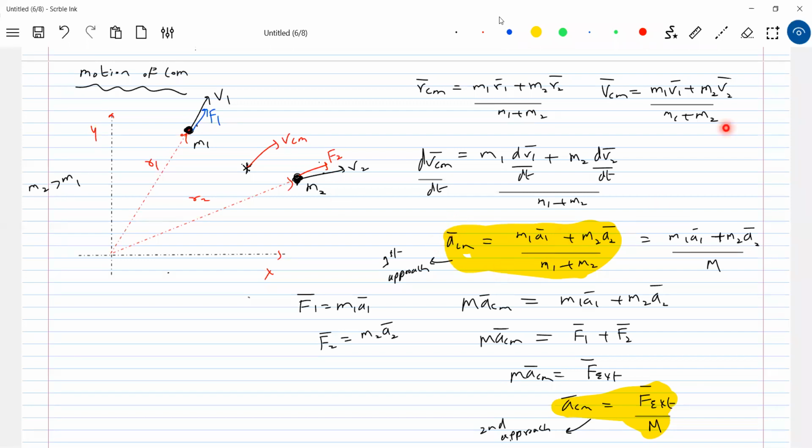So what is the method? Calculate force acting on individual parts of a system. Calculate acceleration A1 bar, A2 bar. Use this formula, you'll get acceleration of center of mass. This is the first approach. What is the second approach? Calculate the resultant force acting on the system. What is F external you should call? Net external force acting on system. So calculate net external force acting on system, divided by total mass will be acceleration.